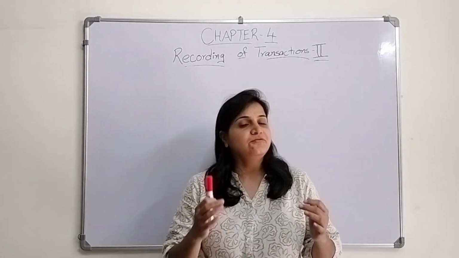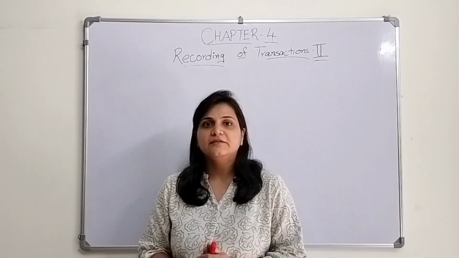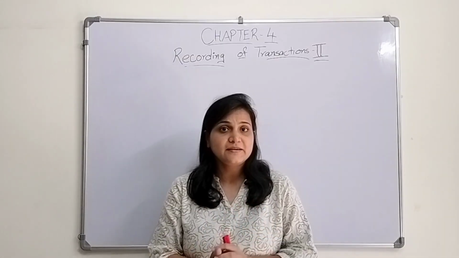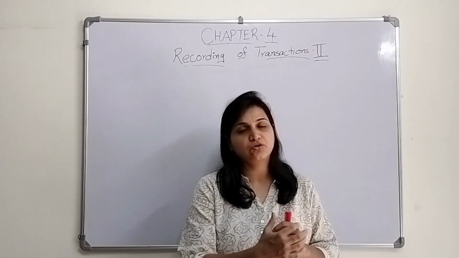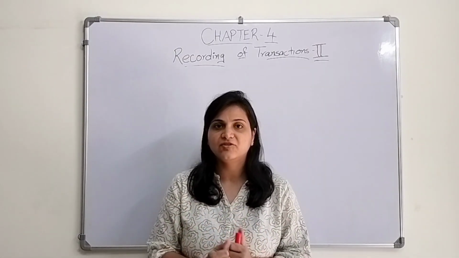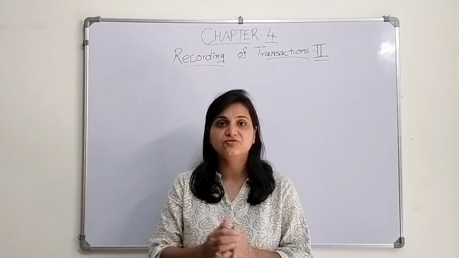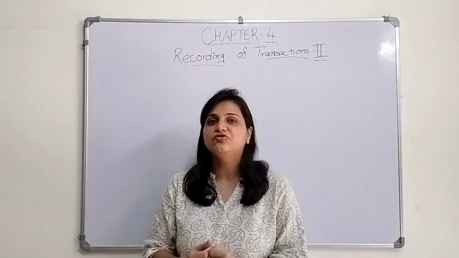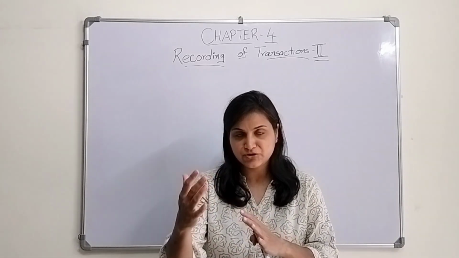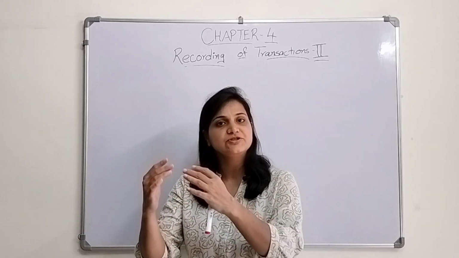Okay, now in the third chapter we discussed how the transactions are identified based on the source documents. We record the transaction, we pass journal entries. After passing the journal entries, we post them into ledger. That is called ledger posting.